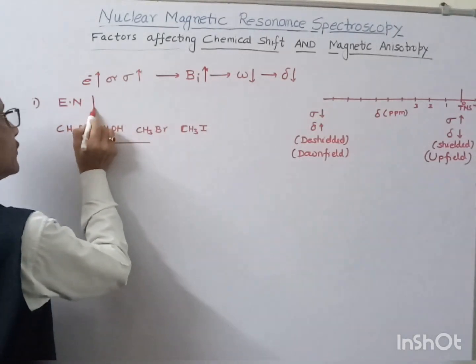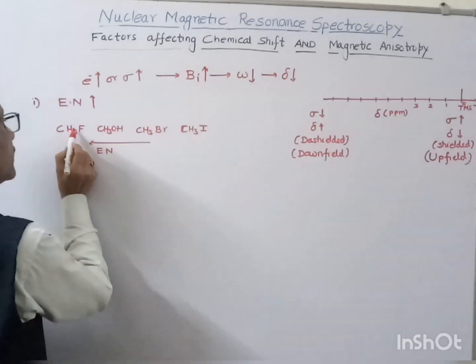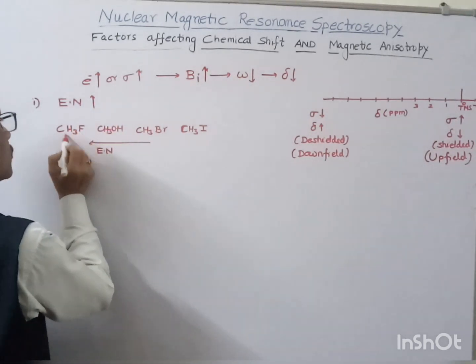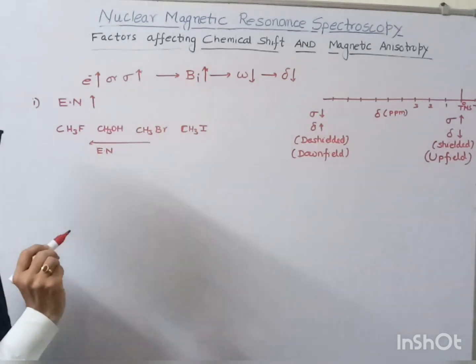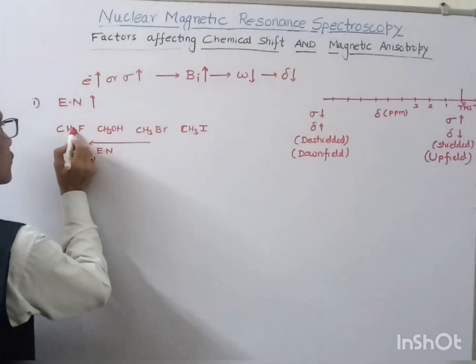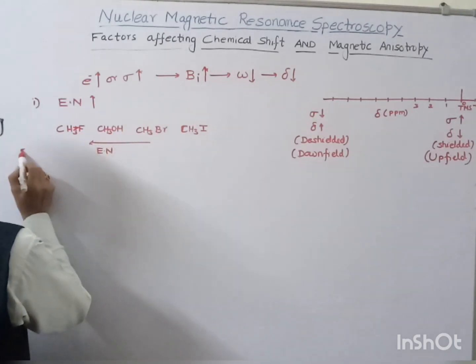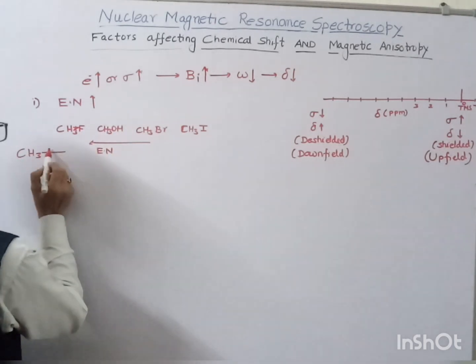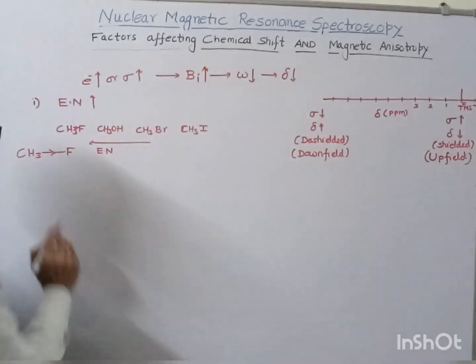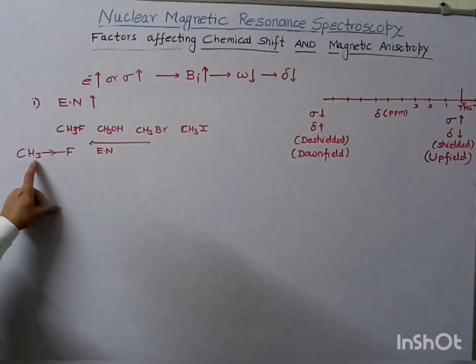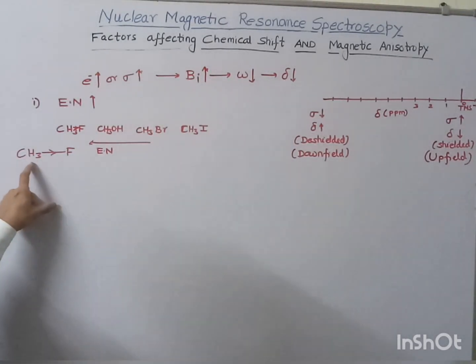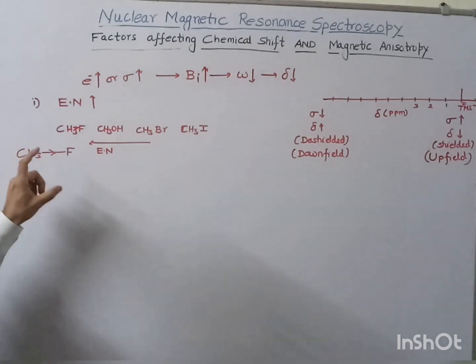So if electronegativity increases, what will happen? The electron density surrounding this proton, this fluorine will pull the electron density towards itself. If it pulls the electron density towards itself, then the electron density surrounding this proton will decrease.